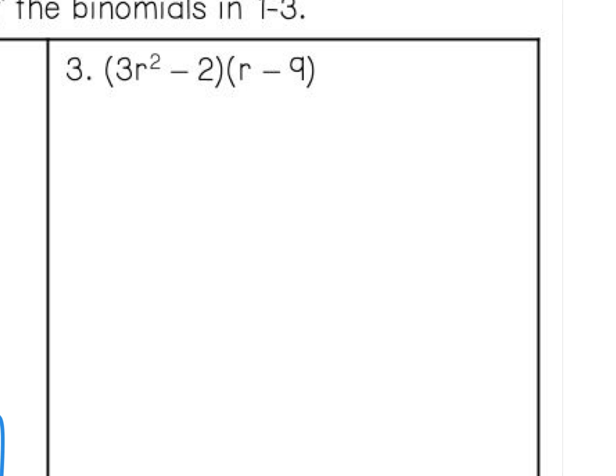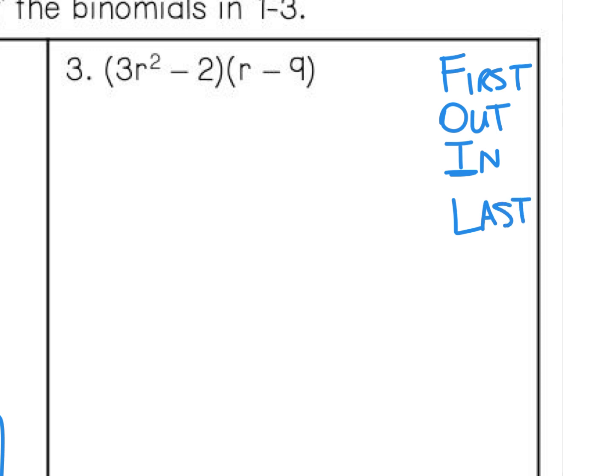So another way you can do this, and you might have heard about it in science, is FOIL, which is just a fancy rainbow, right? We're going to multiply the first terms. We're going to multiply the outside terms. We're going to multiply the inside terms, and we're going to multiply the last terms.